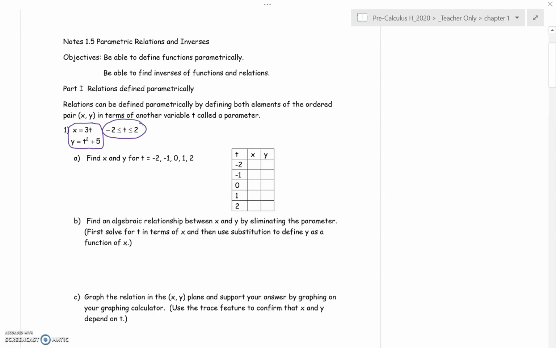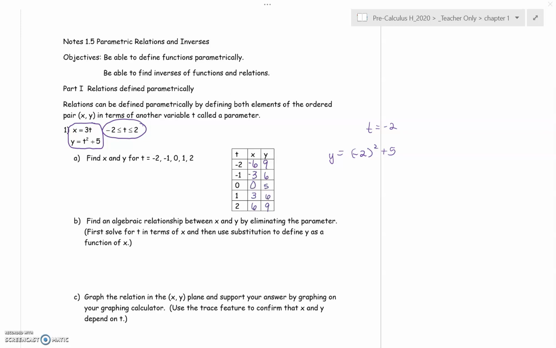So what we're going to do first is try and fill in this table. I picked some values for t in this interval and decide what x and y would be. So I'll get you started. For example, if t is -2 and x is 3 times t, x would be -6 when t is -2. And if y is t squared plus 5 when t is -2, y is 9 when t is -2. So go ahead and pause the video and fill in the rest of the table.